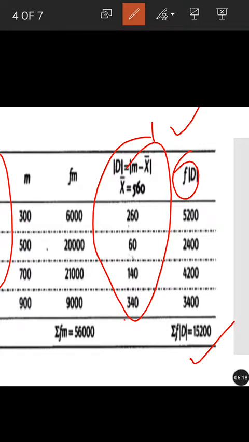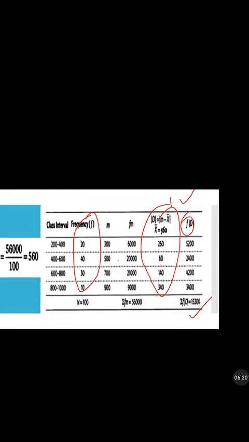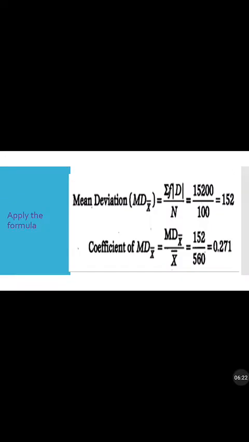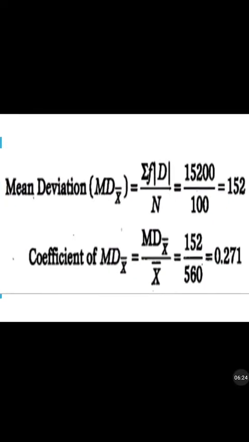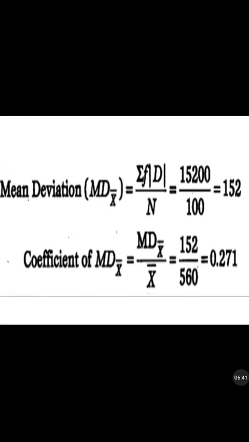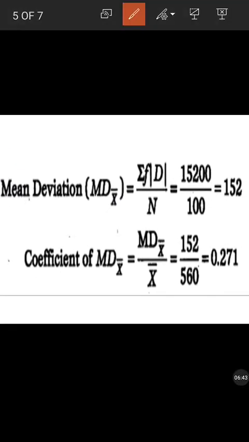Now we are going to apply the formula. So we have two formulas here. We have to first calculate mean deviation, then coefficient of mean deviation. So what is the formula for mean deviation? Mean deviation is equal to summation f into d bar divided by n. So we have calculated in the table, that is the value is 15,200, isn't it? 15,200 divided by n is 100. So the answer is 152.